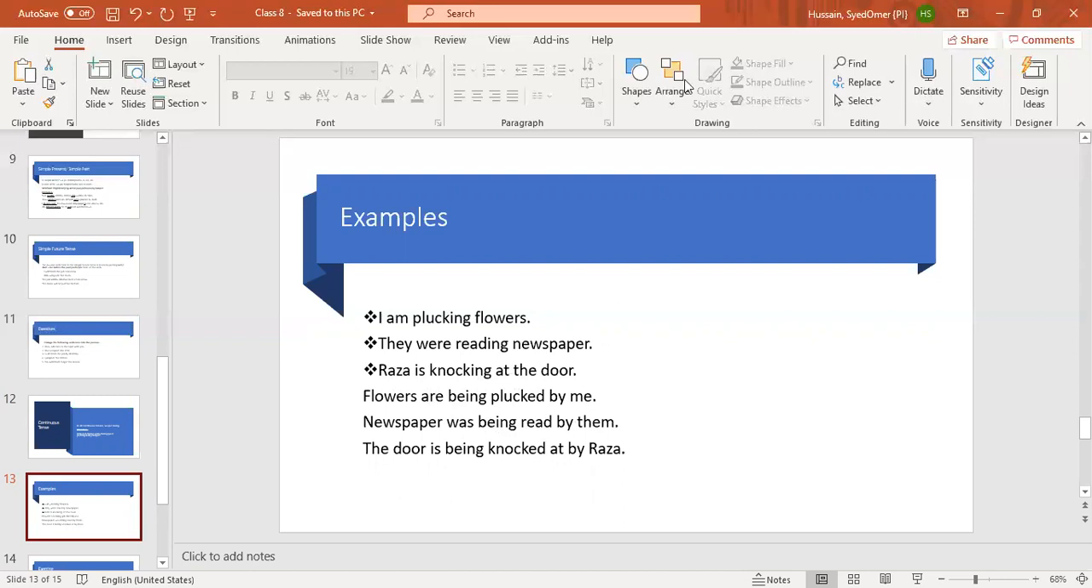Clear, students? To all of you? So what you need to keep in your mind is that in all continuous tenses, everything remains the same except you have to put being, B-E-I-N-G, because the verb is in continuous form: plucking, reading, knocking. So being plucked, being read, being knocked. Because I've told you that in passive voice, we always put the third form of the verb, that is the past participle.